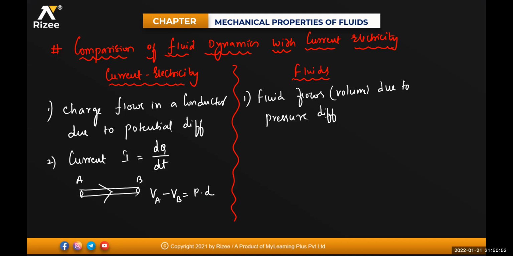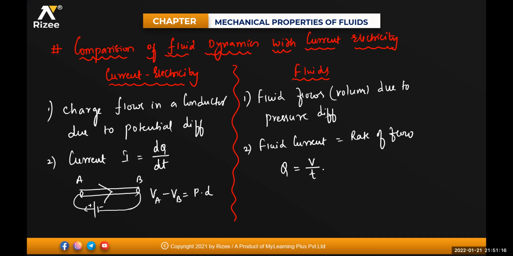There is a flow of current because of the potential difference, because this is connected to the positive terminal and this is connected to the negative terminal. So A is at higher potential and B is at lower potential. Whereas here, fluid current is equal to rate of flow. That is Q is equal to volume divided by time. That is pi P r to the power of 4 divided by 8 eta into L.